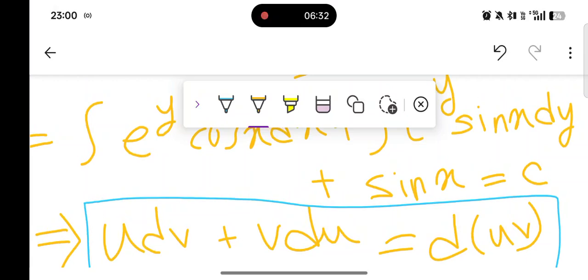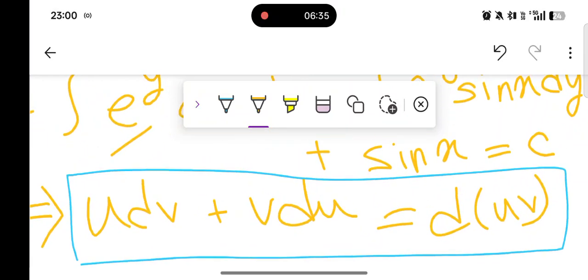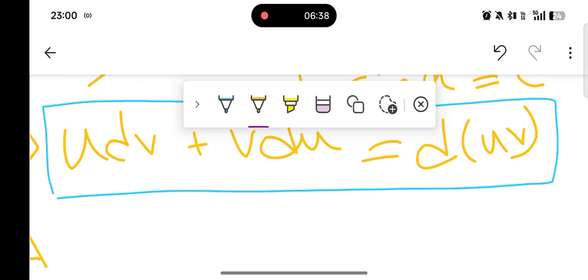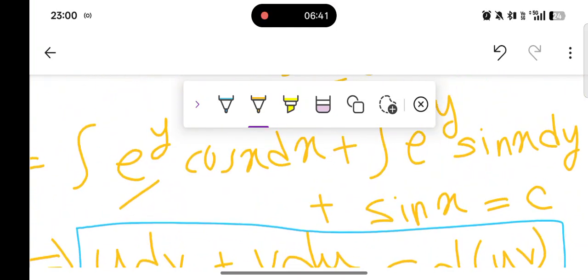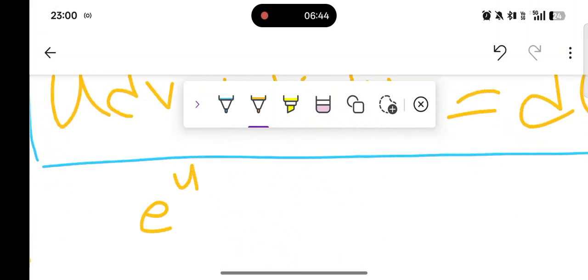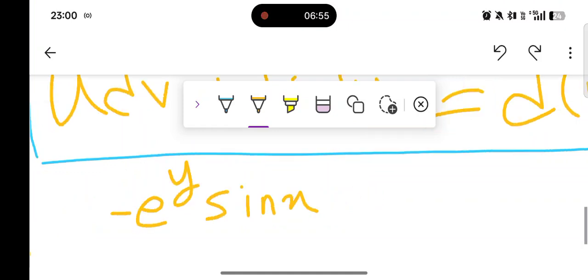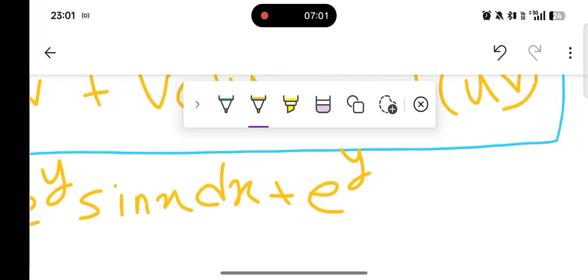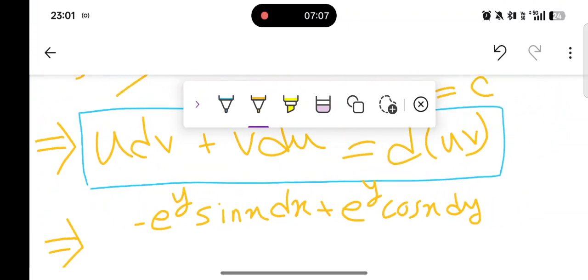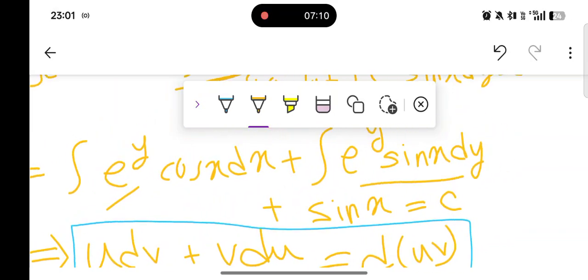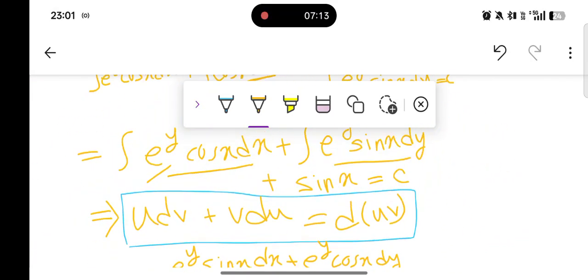So in that case, if I am taking u equals e^y and v equals cos x, then what will happen? Let's see. E to the power y, the differentiation of cos x is sin x with a minus, plus e to the power y with a minus dx, plus the differentiation of the function of y, which is nothing but e^y, which is e^y cos x dy. Is it looking very much the same as that? I guess there's a minus, right?